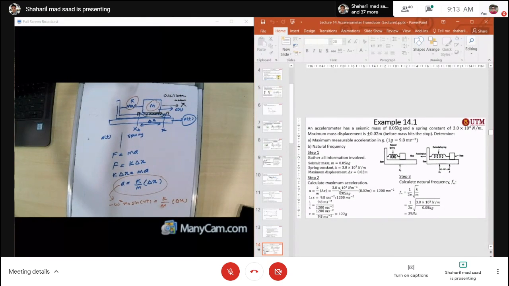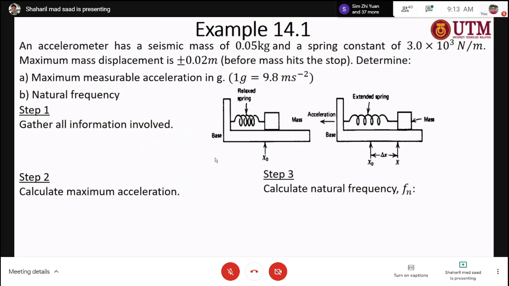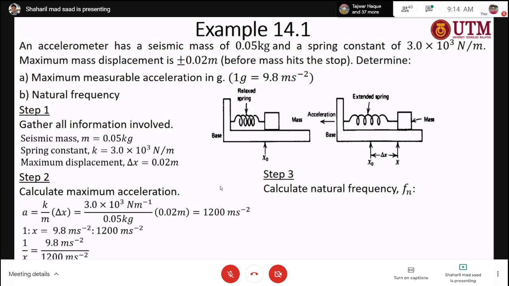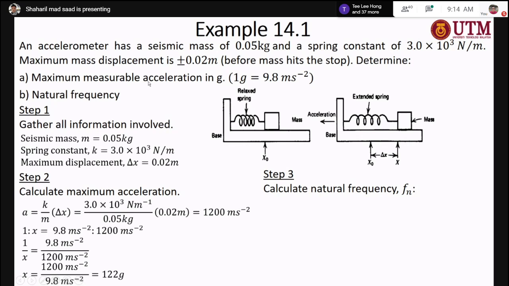An accelerometer has a seismic mass of 0.05 kg and a spring constant of 3.0 times 10 to the power of 3. The maximum mass displacement is plus or minus 0.02 meter before hitting the stop. Determine the maximum measurable acceleration in g. 1g equals 9.8 meters per second squared. First of all, you get the information, and then he wants you to find the acceleration.